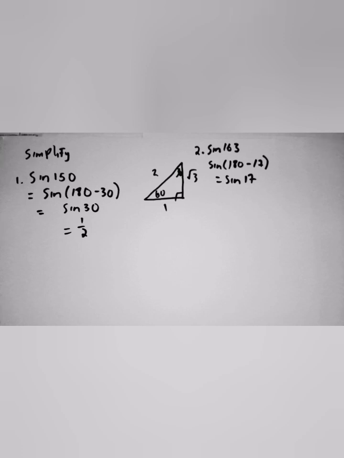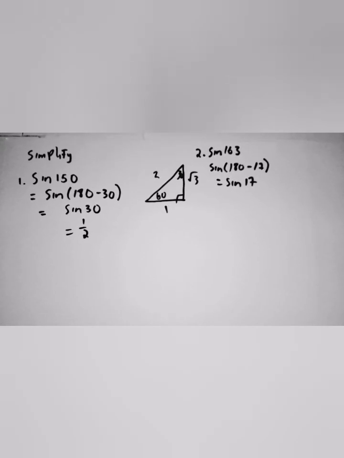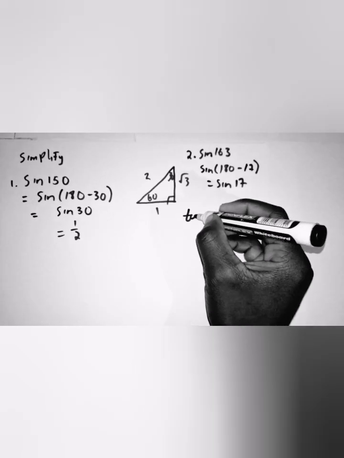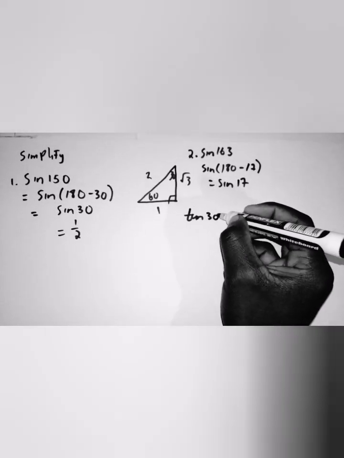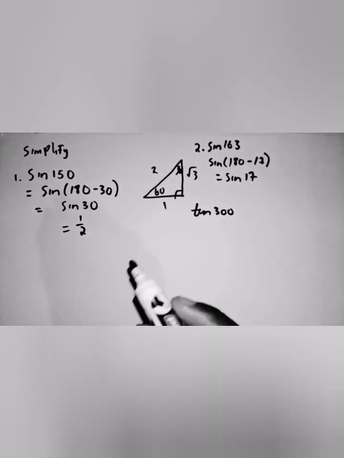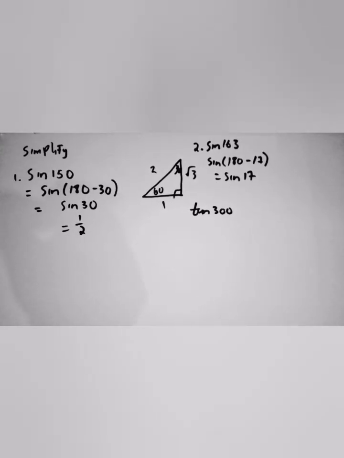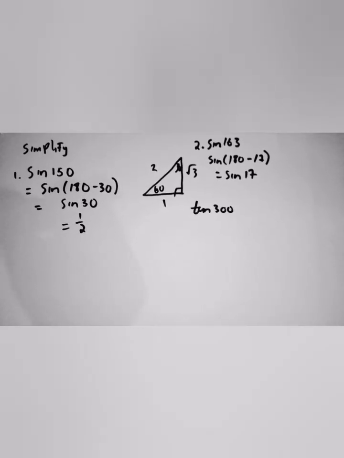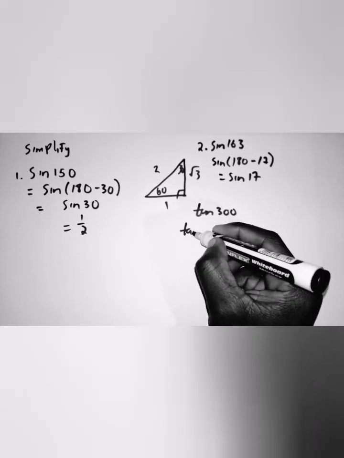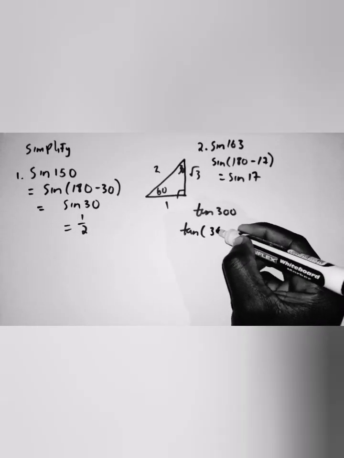You see that, right? That's very important. Let's try another example. Now, tan 300. Is 300 below 360 or above 360? It is below 360, so it is 360 minus. It means that tan 300 is on the fourth quadrant.